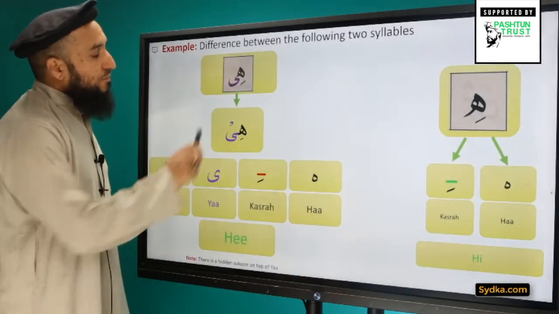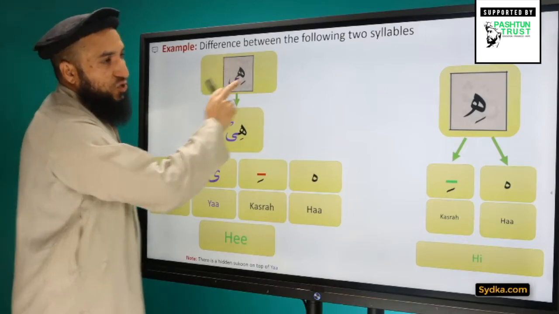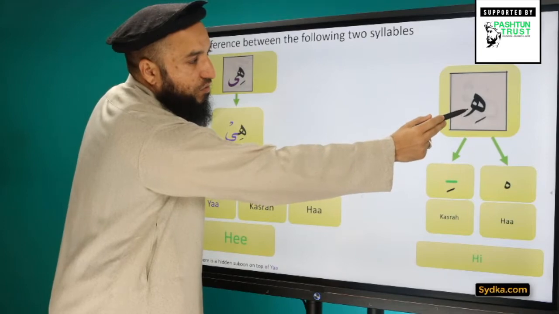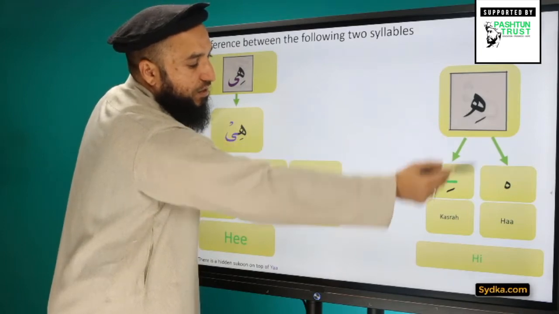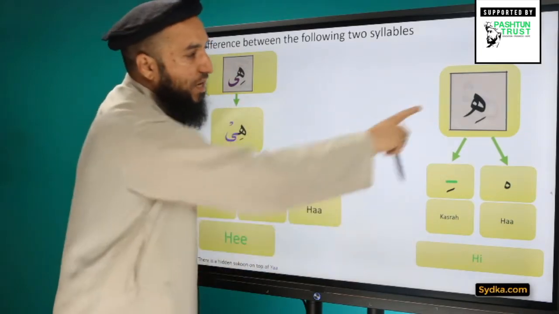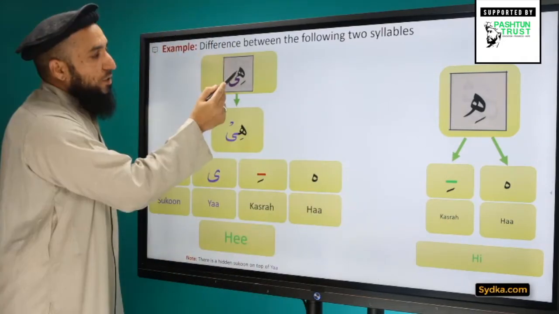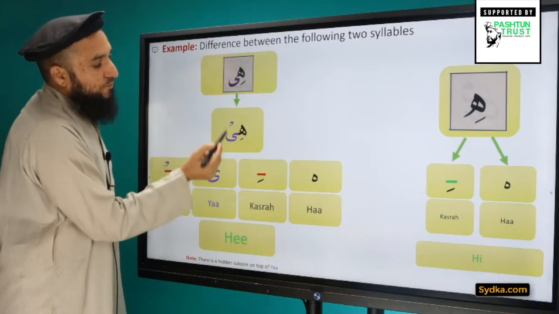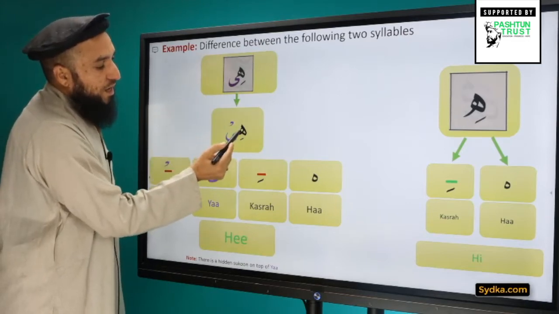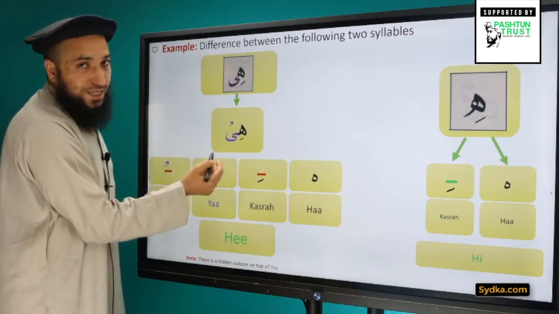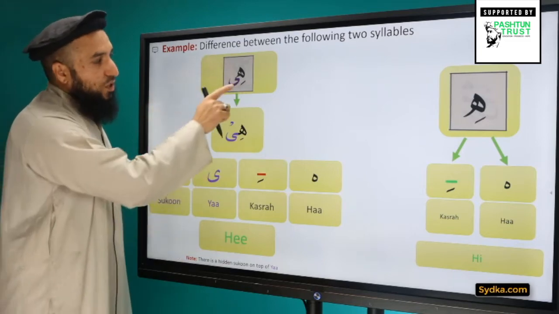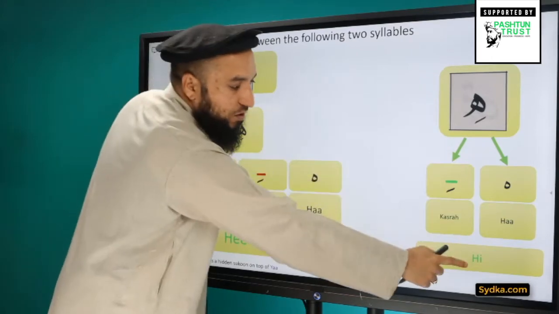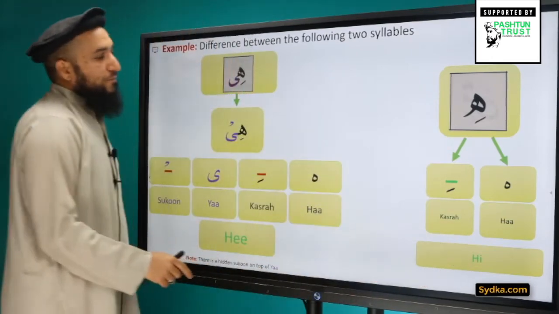Examples. Whenever we have this structure and this structure, the difference you can see here is that this one has only ha with kasra underneath, and it is prolonged for 1 count: hi. And this one has ha with kasra underneath and yes, there's a hidden sukoon here. So I've written here ha kasra ya sukoon hee, 2 counts prolongation. So this one is 2 counts prolongation, and this one is 1 count prolongation.